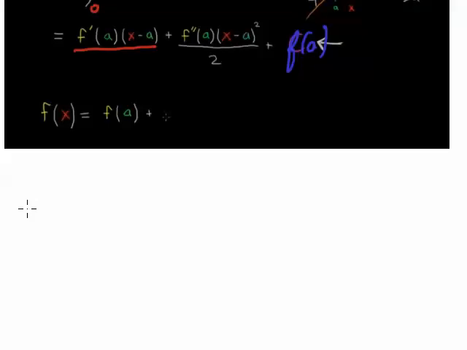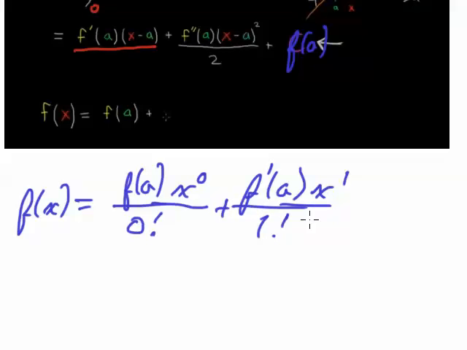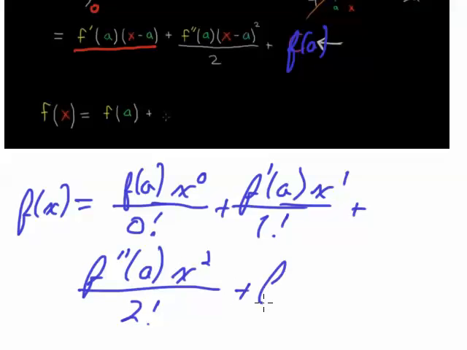Now we can start to see a pattern developing. If we start with that, we would have the first, or the non-derivative, f of a divided by 0 factorial times x to the 0. That's just 1 over 1, plus f prime of a times x to the first over 1 factorial, plus f double prime of a times x squared over 2 factorial, plus f triple prime of a times x cubed over 3 factorial.